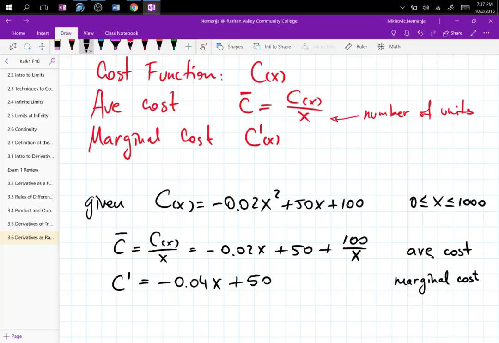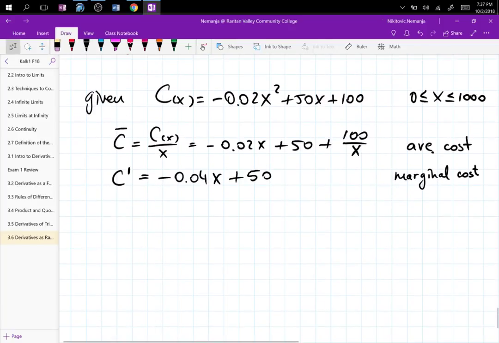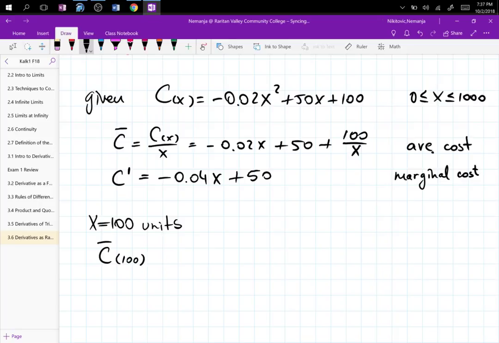Now I look at the cost analysis, and they're suggesting that we should take a look at 100 units. So x equals 100 units. I'm going to calculate both, and then I will explain the difference between the two. Cost of producing first 100 units. Now, average cost per item is going to be negative 0.02 times 100 plus 50 plus 100 over 100.